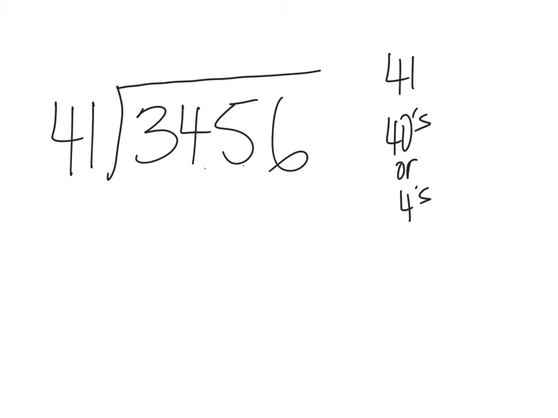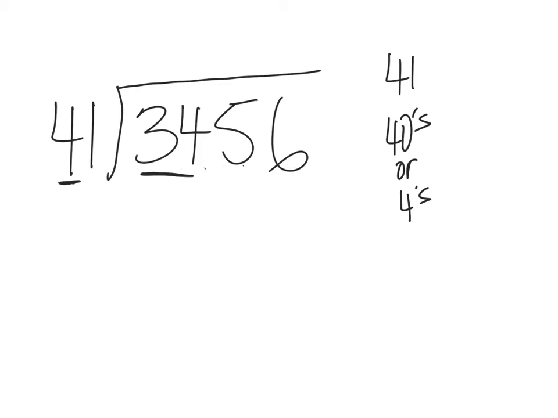Since I'm taking 41 into 345, I'm going to stop, and I'm not only going to think about my 40s, I'm going to drop it all the way down to my 4s. So I'm going to underline that 4 right there. Then I'm going to come over to my dividend and think about just the first two digits. My first initial thought is, how many 4s would go into 34? The reason I'm going to think that is because I'm trying to adjust that number to make my life easier. Instead of thinking about my 41s, I'm going to think about my 4s.